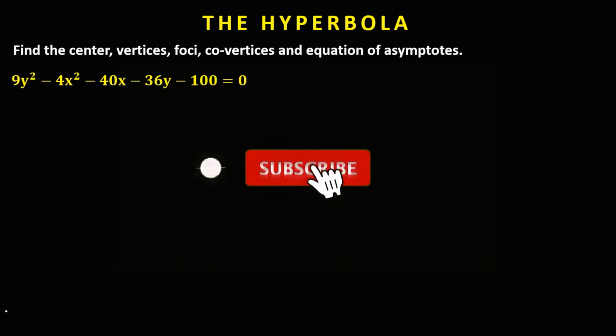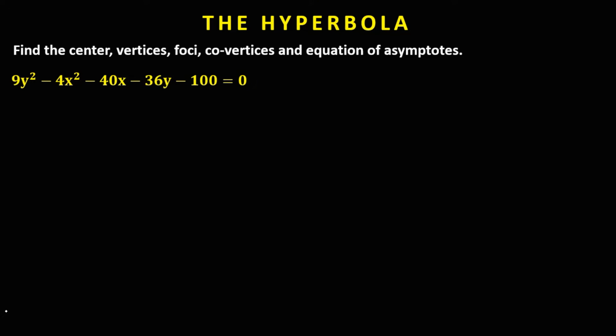Okay, so let's solve this problem. To find the center, vertices, foci, co-vertices, and the equation of asymptotes for the hyperbola from this given, first we need to rewrite this given in a standard form.